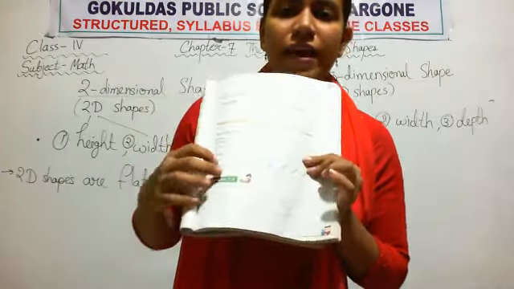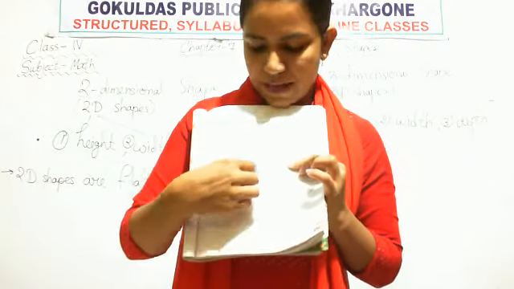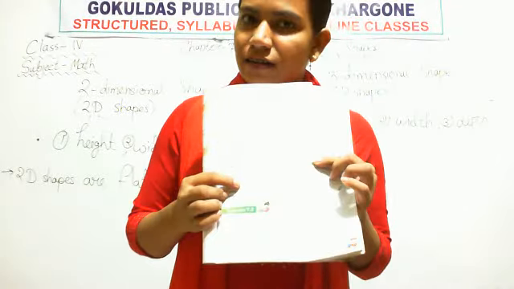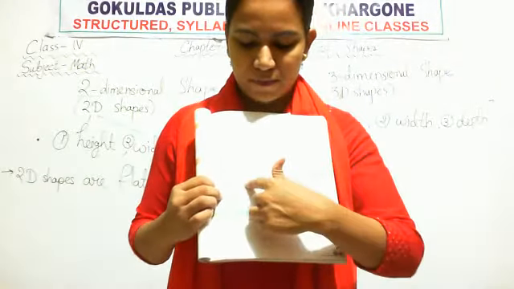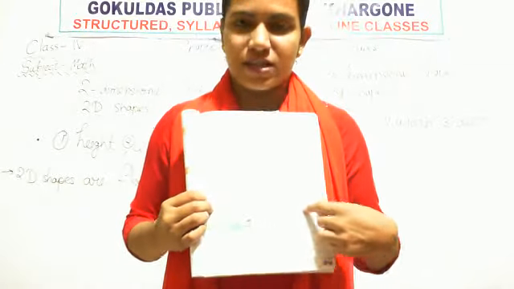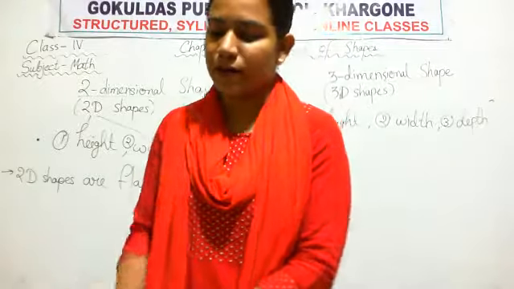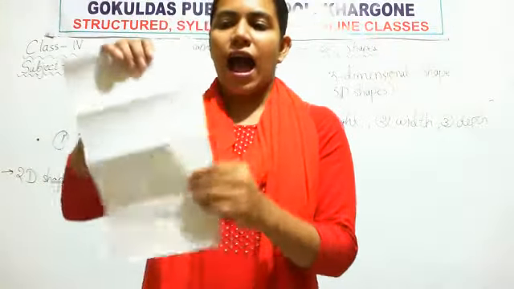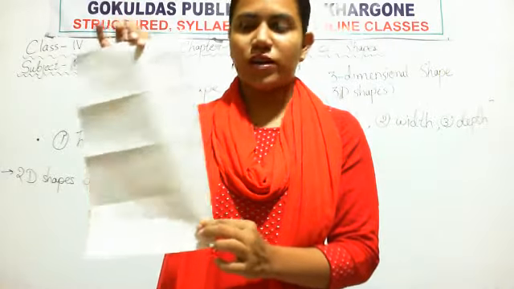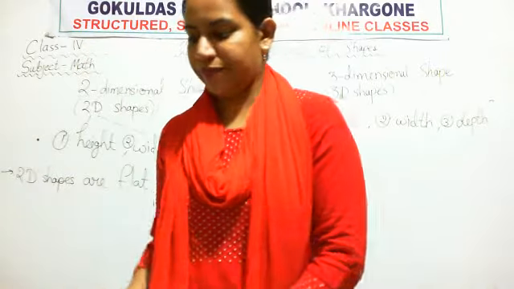Why? Because they have only height and width. All the shapes have height and width. No thickness they have. They are flat surfaces. All the shapes are flat, which means they are 2D shapes. All these polygons are 2D shapes. Like I gave you the example of paper. Paper has only height and width, right? No thickness it has. It means it is a 2D shape.